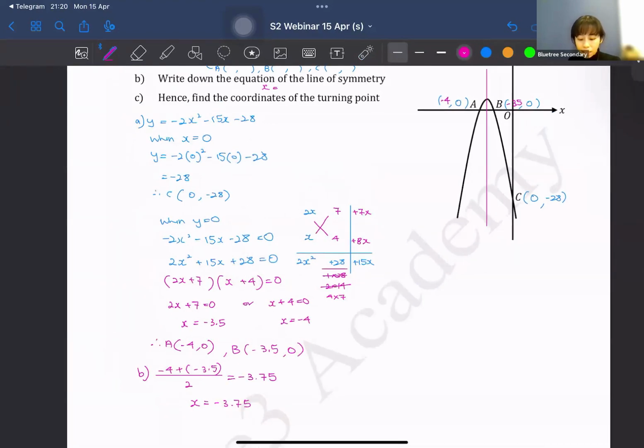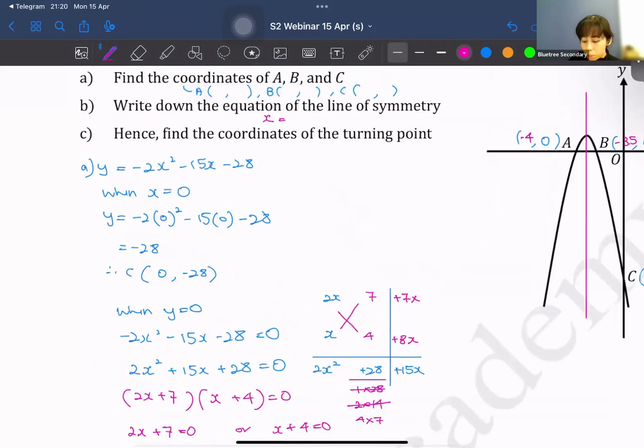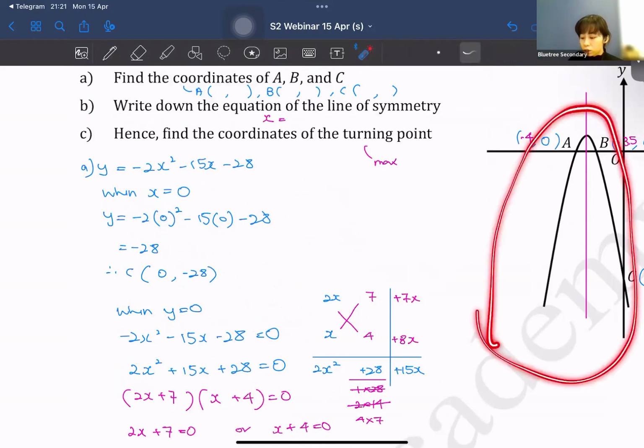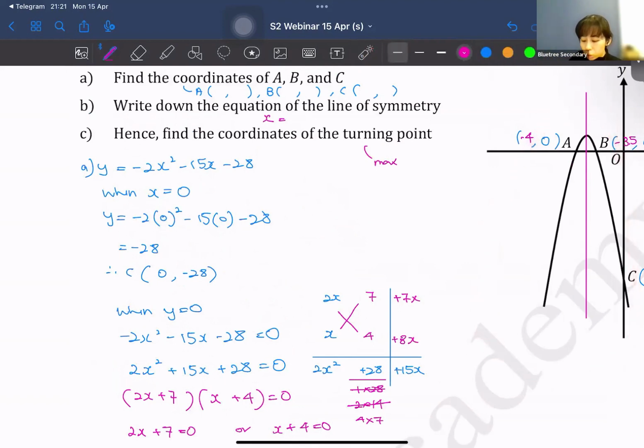Okay, part C, last question I'm going to go through. Find the coordinates of your turning point. Turning point essentially refers to your maximum point or minimum point. They can be used interchangeably. So it can refer to your max point if it is a sad face curve, which is what we have over here. Or it can refer to your minimum point if it is a smiley face curve.